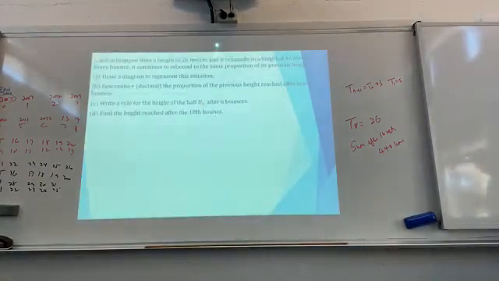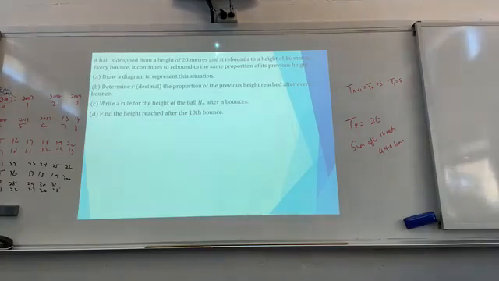Last one. A ball, this is a difficult one. This is probably one of the most difficult ones that you will get. A ball is dropped from a height of 20 meters and it rebounds to a height of 16 meters. It continues to rebound in the same proportion of its previous height. Now, same proportion, so you need to work out your R. You start from 20. Now, this one, you've got to be careful whether that is a naught or whether it is 1. Draw a diagram to represent this situation. Let me show you what I mean.